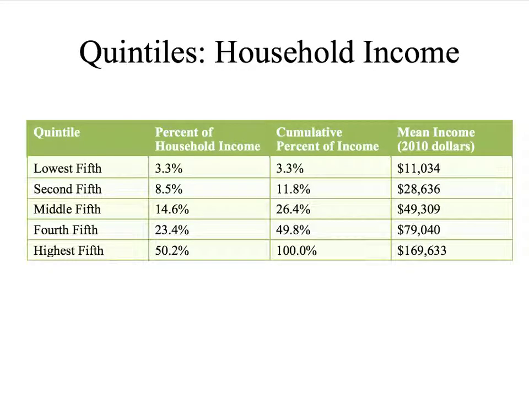So here's an example of quintiles from recent data. I believe this is either 2011 or 2010. And it just looks at your basic quintiles. You've got your lowest fifth, second fifth, fourth, and highest fifth. Both the percent of household income that each quintile gets, the cumulative percentage, and the mean income for that quintile. So we're going to go into this in more detail when we look at building our Lorenz curve.